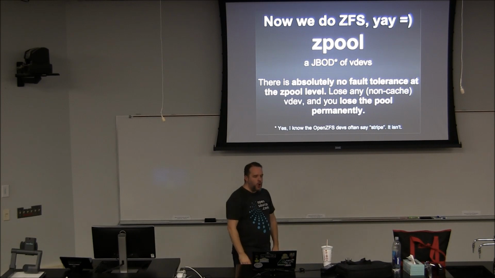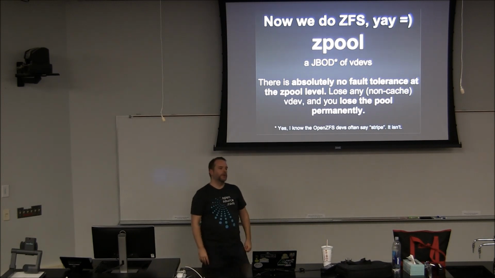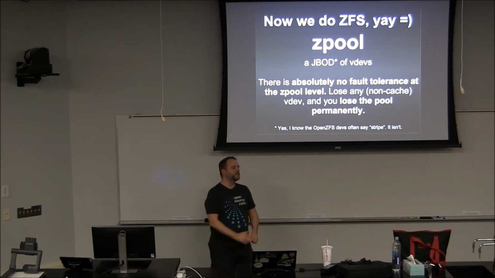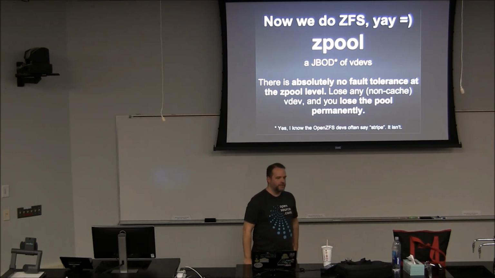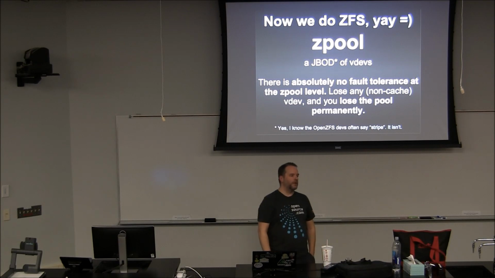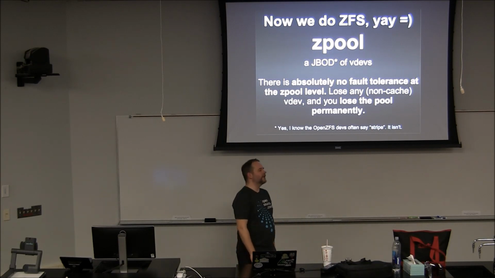There is no fault tolerance at the Z-pool level. When I said if you put a 1T disk and a 2T disk and a 4T disk into a pool, there is no fault tolerance. If you lose one of those disks, you have lost the whole pool. You haven't lost the data on that disk, but you have the other two. You've lost the pool. It's all gone. You're fired.